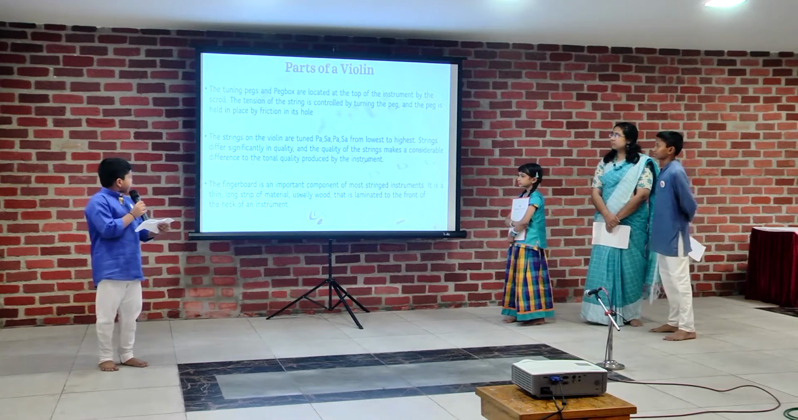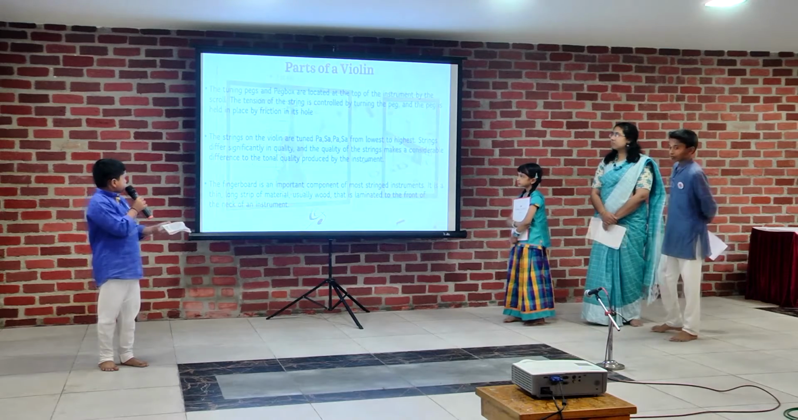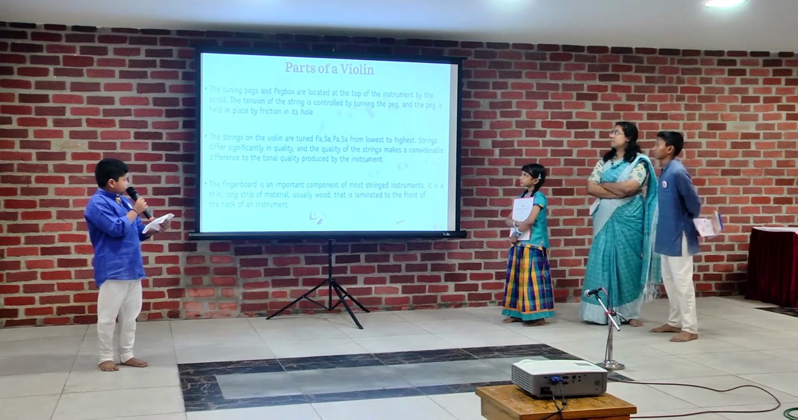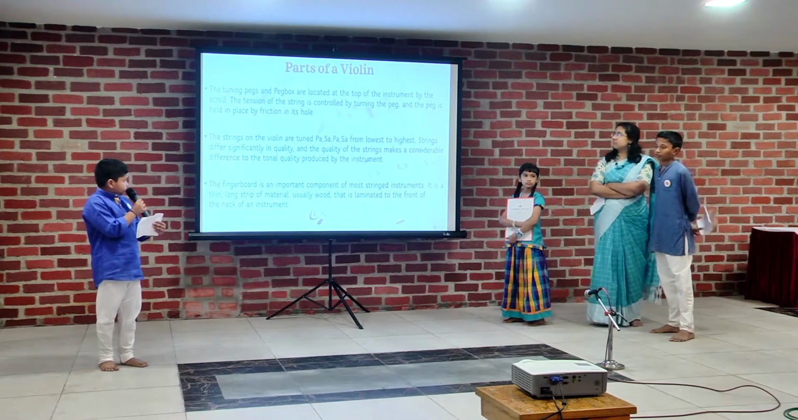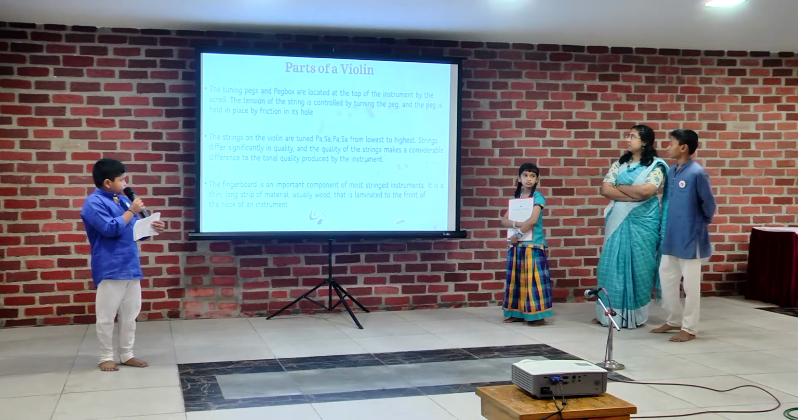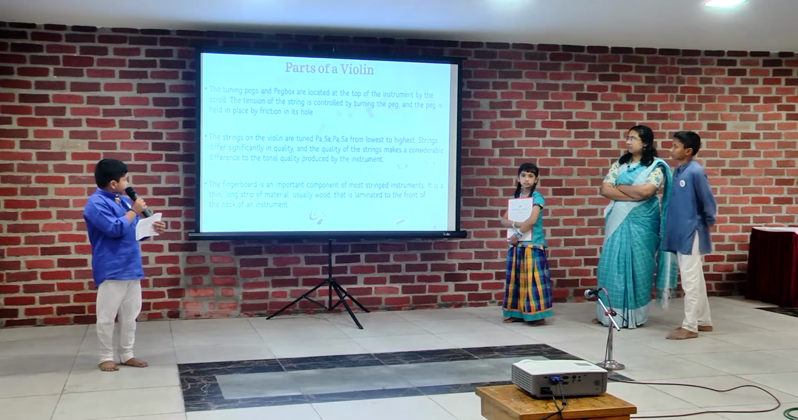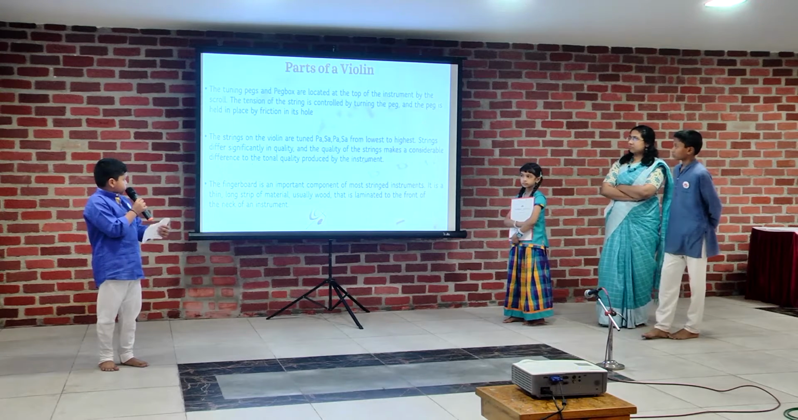The tuning pegs. The tuning pegs and peg box are located at the top of the instrument by the scroll. The tension of the string is controlled by turning the peg, and the peg is held in place by friction in its hole.